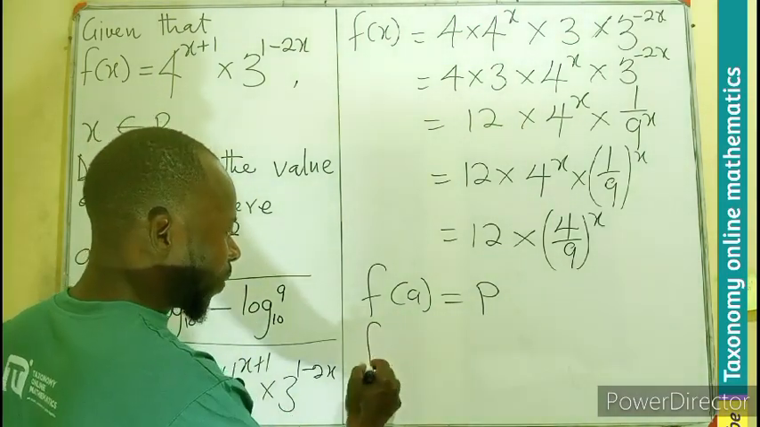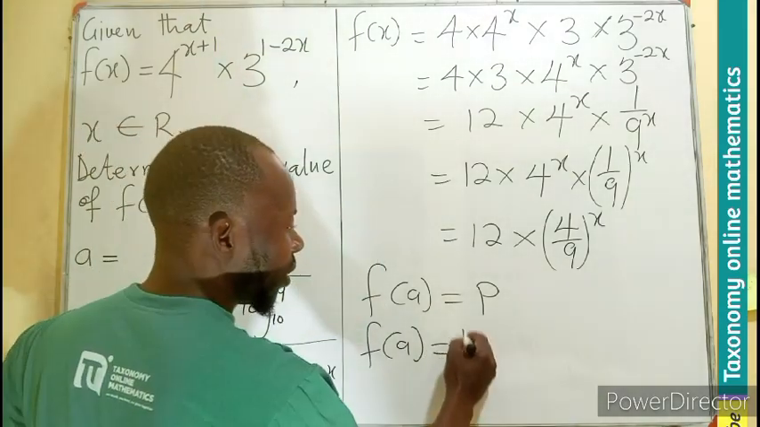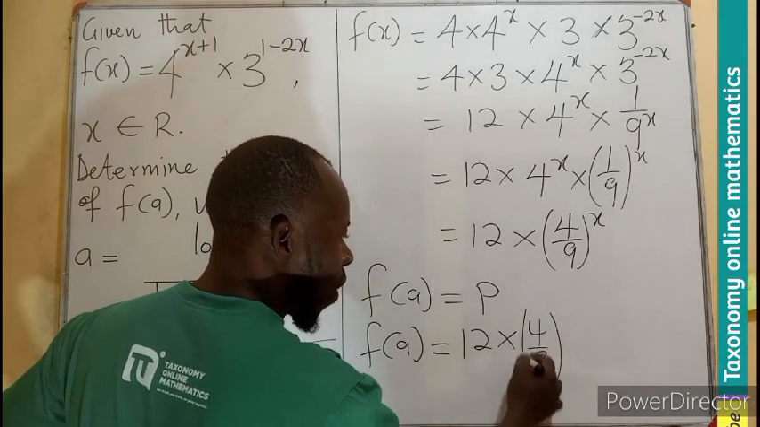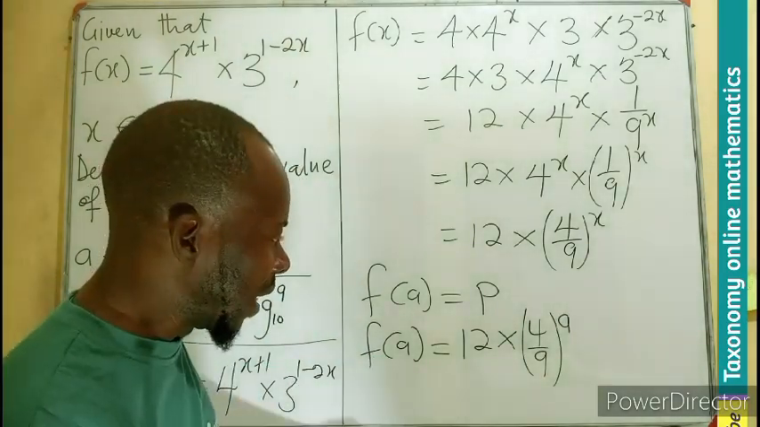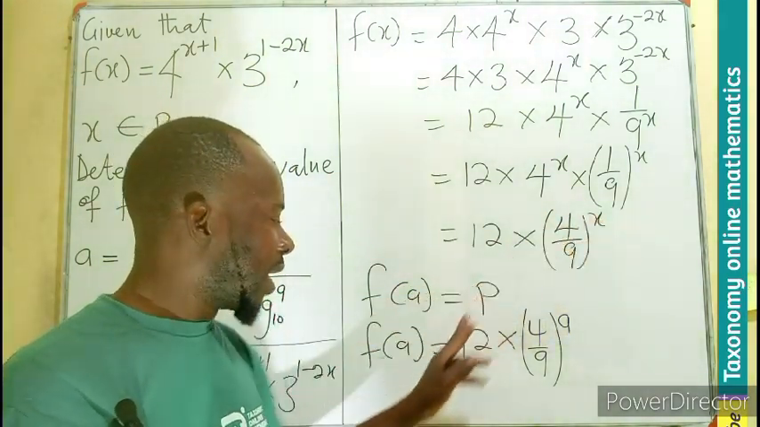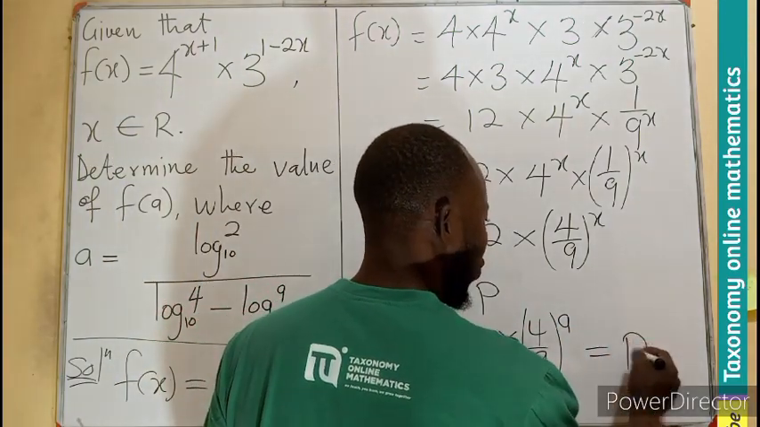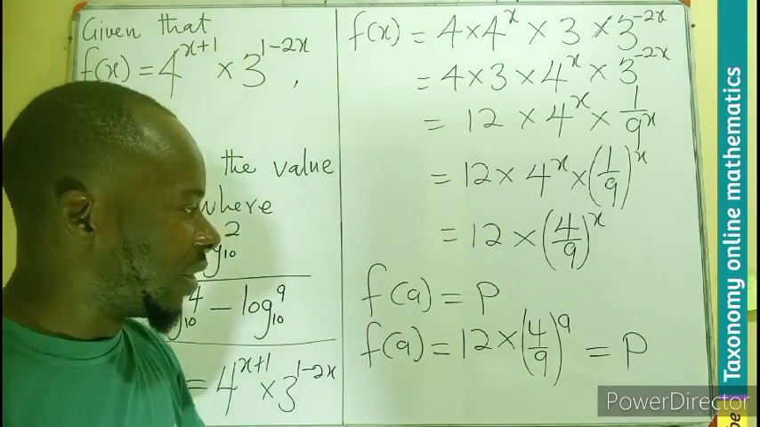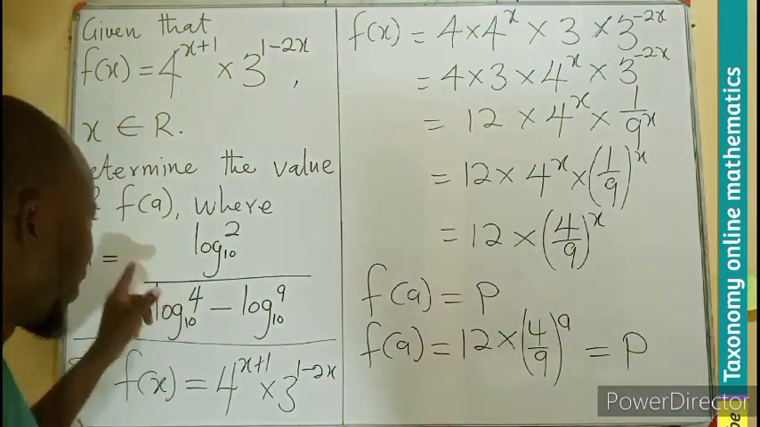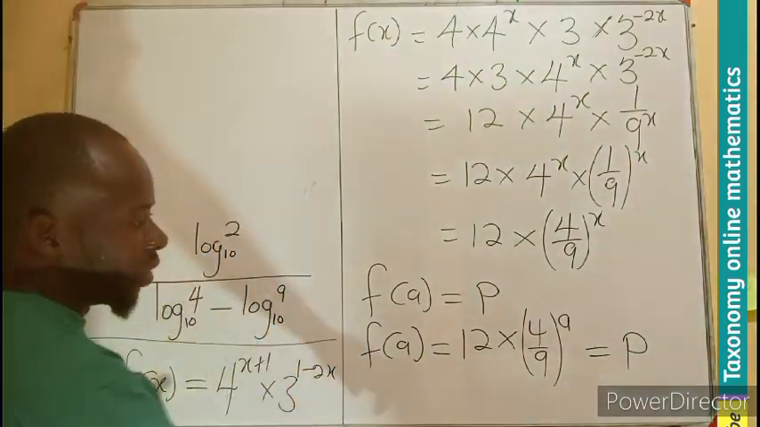In the case of that, the function f of a itself is going to be 12 times 4 on 9 exponent a. Whenever I see x in f of x, the a must be there in f of a. And the whole of this is what we are saying equals p. So now we can deal with this equals p and find a, not in terms of this long procedure. Good.